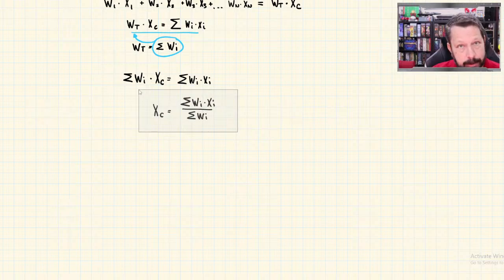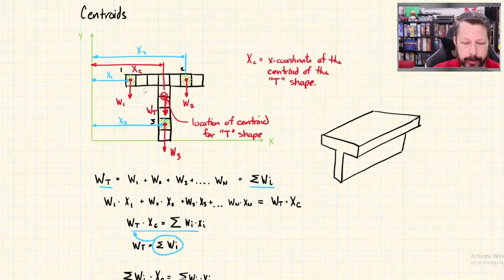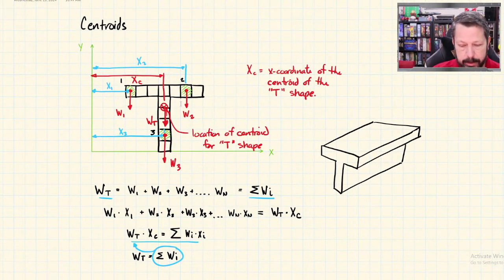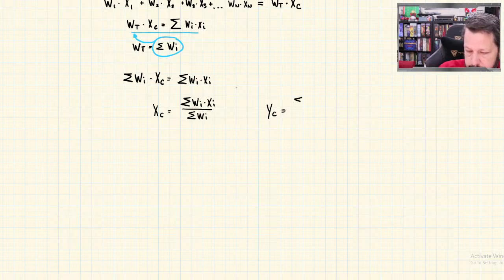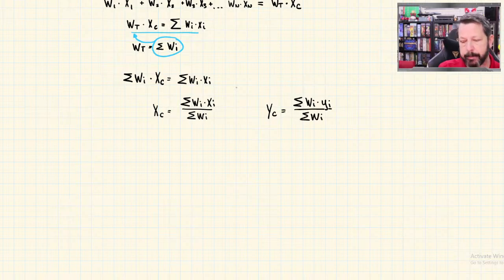I could write a similar one if I changed all the x's to y's and then measured from the x-axis up to the center of each one of these little green elements. I'd get a similar equation, and it would say y sub c equals summation of wi times yi over summation of wi. So I could get both of those equations.